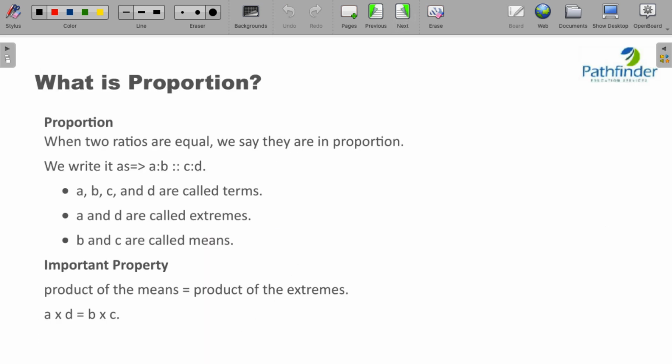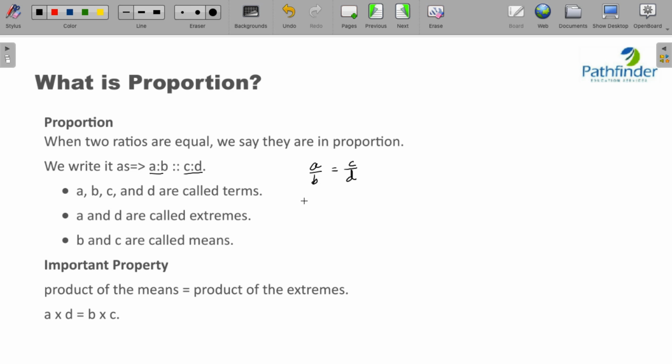Let's move on from here. Proportion. What is a proportion? When two ratios are equal, we say they are in proportion. Like A is to B is equal to C is to D. So here we say that A, B, C, D are in proportion. So A upon B is equal to C upon D. So we say the equality of two ratios is a proportion.